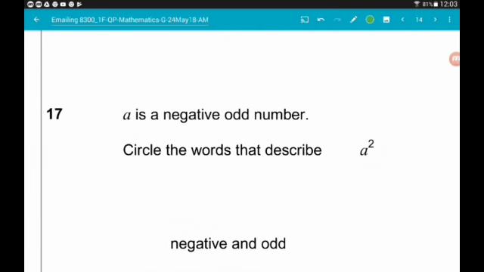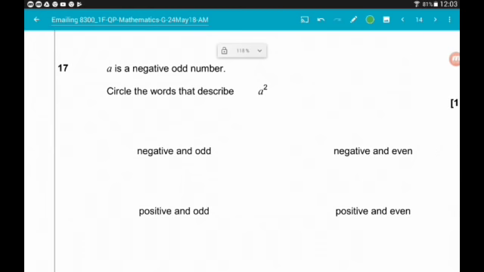Question 17. A is a negative odd number. We want to circle the words that describe a squared. So there are our possibilities. Remember, a squared means a times a. So a negative times a negative gives us a positive number. So it's going to be positive. And an odd number times an odd number gives us an odd number. So a squared is positive and odd.